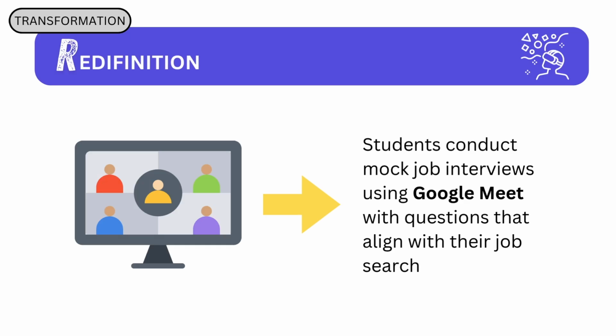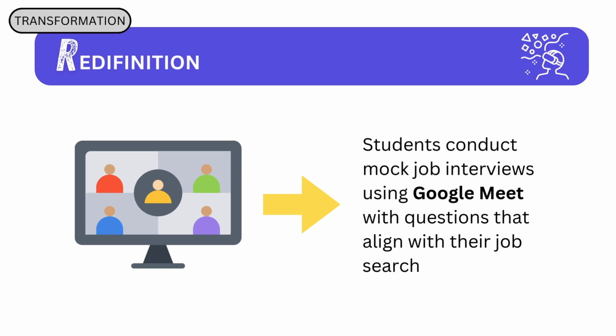The final level of the SAMR model is redefinition. At this level, technology enables us to create entirely new tasks, activities that would have been impossible without it. This stage truly transforms the learning experience. For example, imagine students preparing for job interviews. Instead of simply practicing in pairs in the classroom, they could conduct mock interviews over Google Meet with peers or mentors, asking and answering questions aligned with their actual job search.